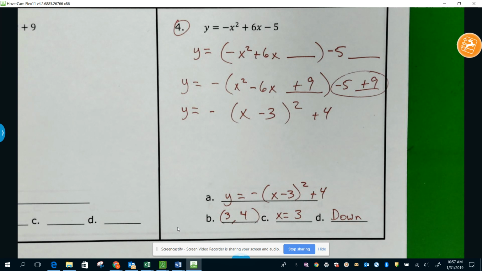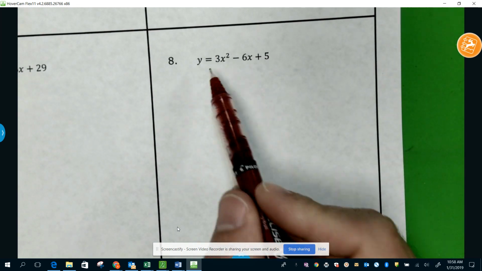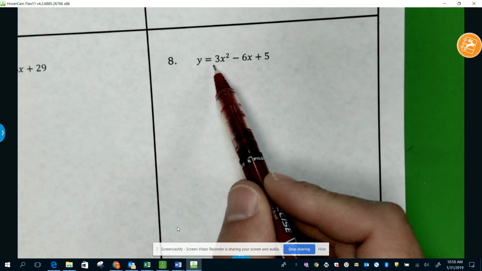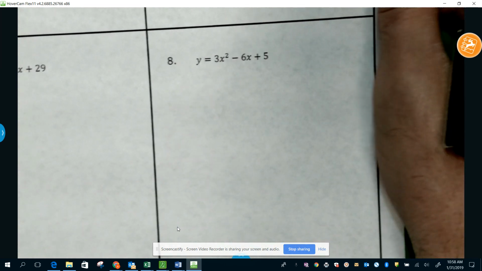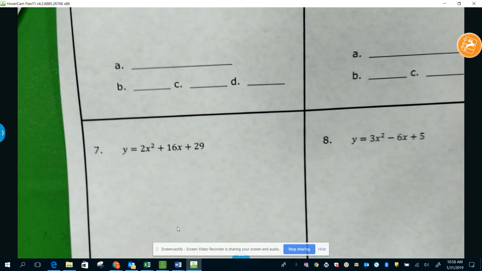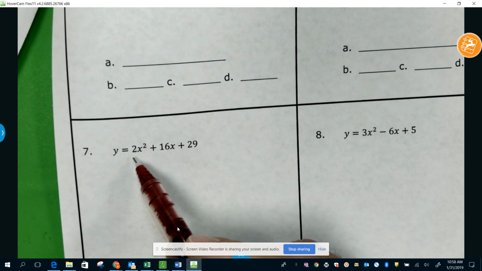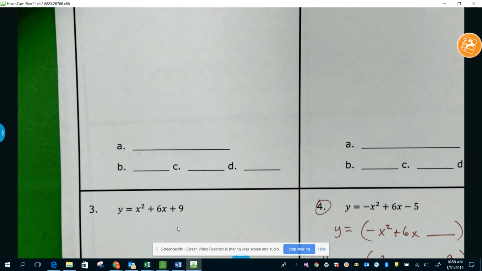In the next video, I will show you what happens when we have an actual a value, a coefficient in front of our x squared, and how we're going to take out that GCF and how we're going to work those. So that'll be day 2. All of those problems on the second page of our assignment have a values that are actually greater than 1. So we'll look at those in the next video and in our next lesson.